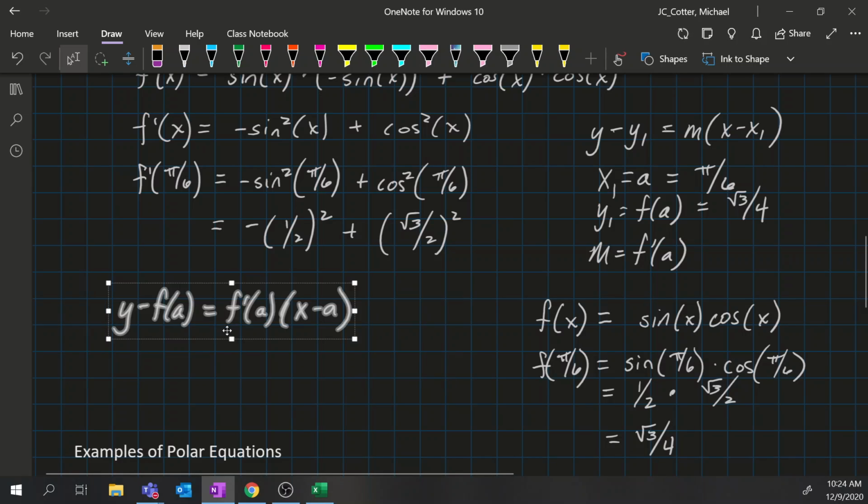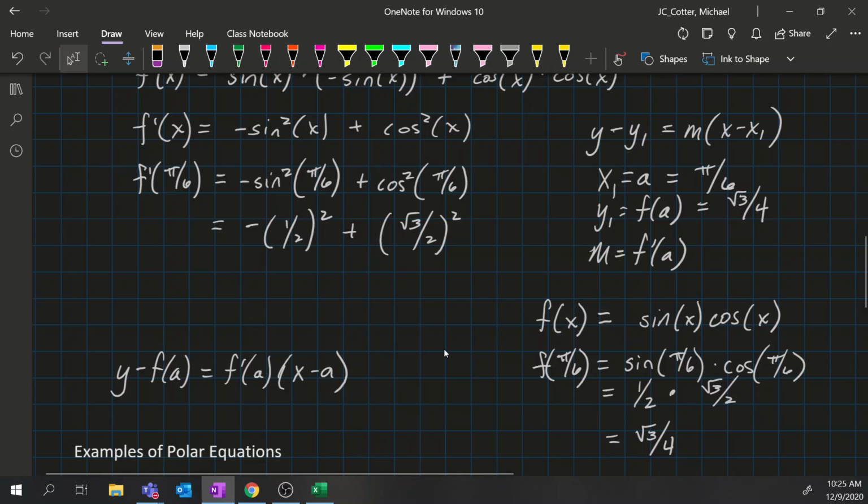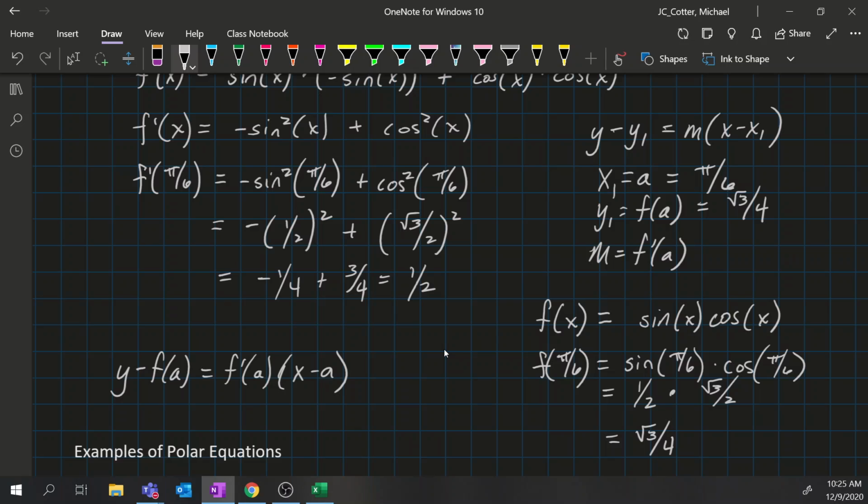All right, and so from there it's just arithmetic. Negative 1/2 squared is negative 1/4. Root 3 over 2 squared is going to be 3/4. Right, so root 3 squared is 3, 2 squared is 4. And so negative 1/4 plus 3/4 is positive 2/4, or just 1/2, which works out kind of nice.